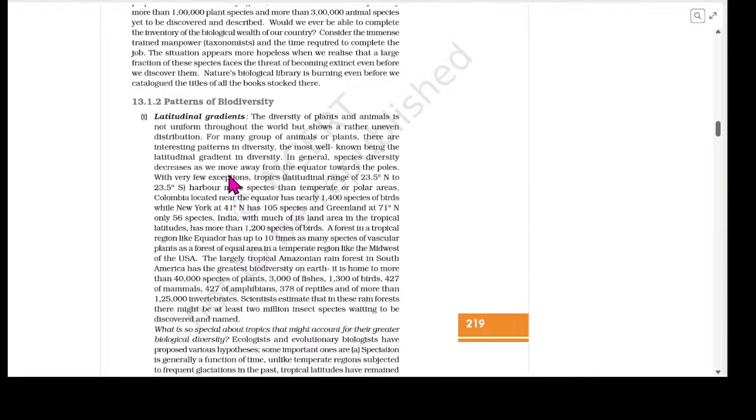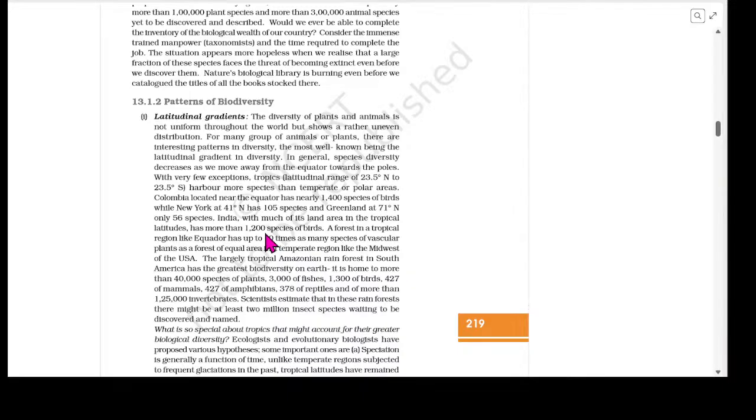With very few exceptions, tropics, in which latitudinal range of 23.5 degrees north and 23.5 degrees south, harbor more species than temperate or polar areas. Colombia, located near the equator, has nearly 1400 species of birds, while New York at 41 degrees north has 105 species, and Greenland at 71 degrees north only 56 species. India, with much of its land area in the tropical latitudes, has more than 1200 species of birds.